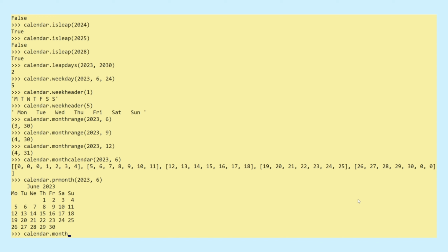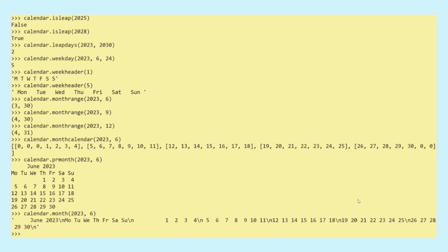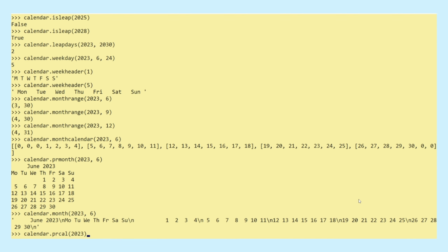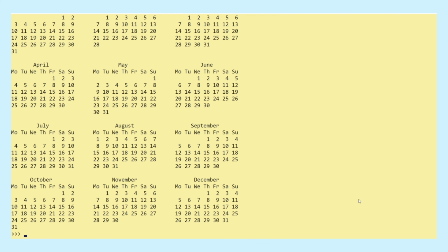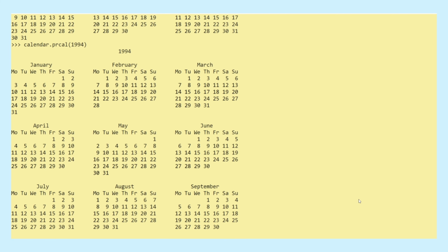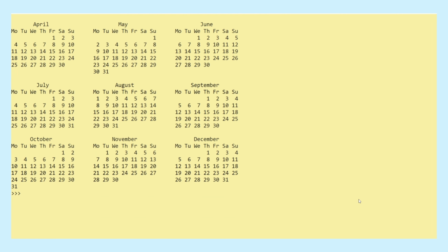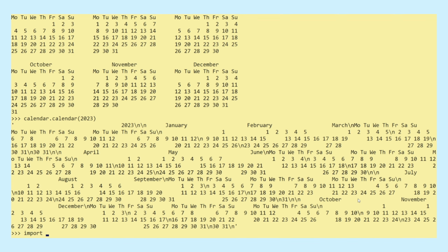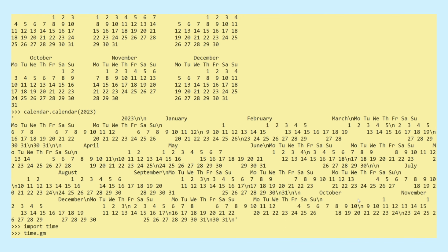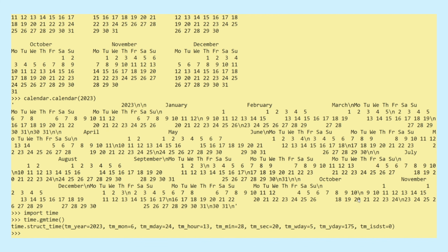Month, returns a month's calendar in a multi-line string. Prickle, prints the calendar for an entire year as returned by calendar. Calendar, returns a three-column calendar for an entire year as a multi-line string. Time GM, an unrelated but handy function that takes a time tuple such as returned by the GM time function in the time module, and returns the corresponding Unix timestamp value, assuming an epoch of 1970.